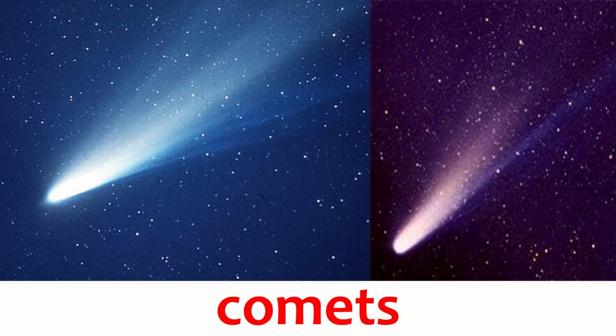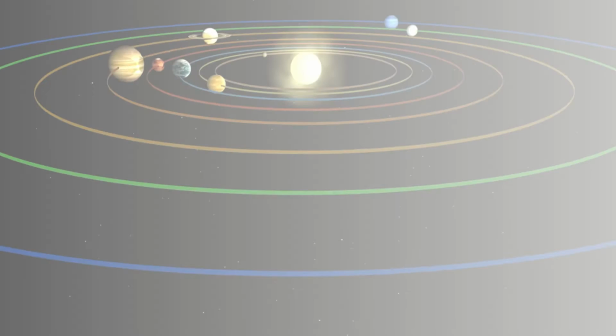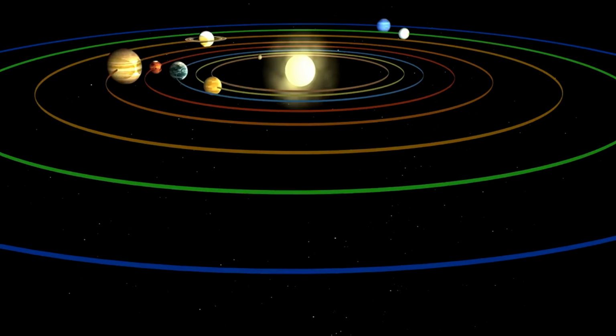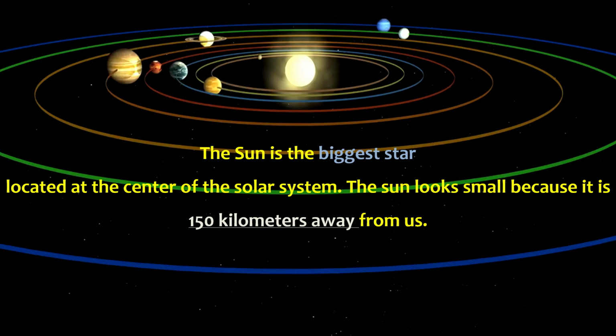Comets. So comets are what you call the falling star or the wishing star, right? Next one. So this is what the sun or the solar system looks like, okay? It is revolving and the sun is the biggest star. Oh, so the sun is a star? Yes, the sun is the biggest star. It is located at the center of the solar system.